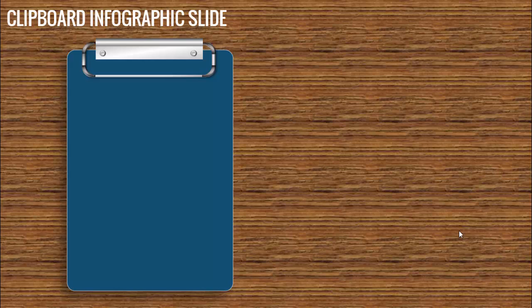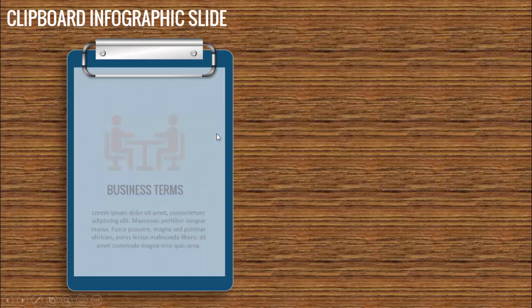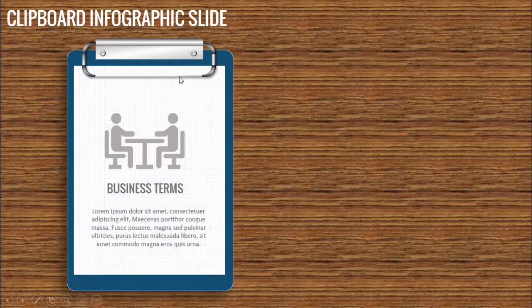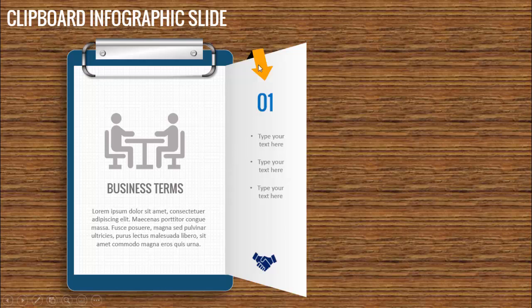In this tutorial, I'm going to show you how to create a clipboard infographic slide. You can see here I have created this clipboard in PowerPoint where you can place your paper here. So when I click, the first page will come here onto the clipboard. It will give you the text, and I have added icons.